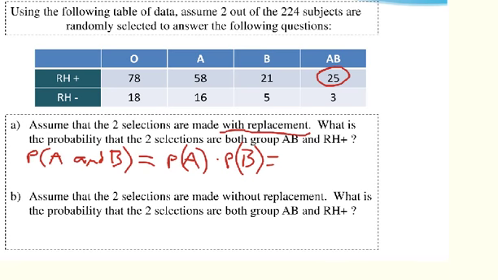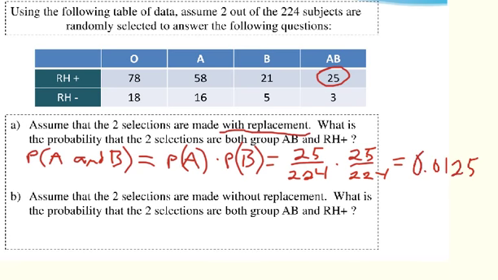Well, since they're both 25, to find the probability of each of them, we take the 25 people who are in the category and divide it by the total number of people in this study. That is 224. So if that's the probability that A occurs, the probability that B occurs is the same thing. Now throwing this into the calculator gets us 0.0125.